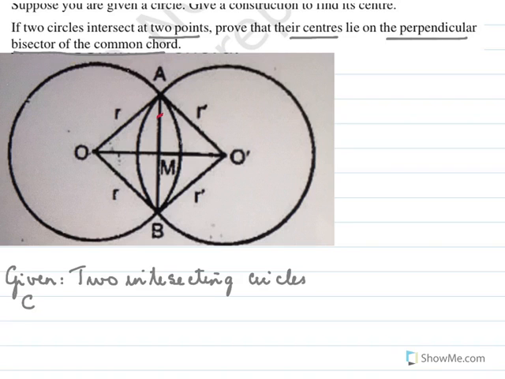And we name one circle as C, center O, radius R, other circle C dash, center O dash, radius R dash, intersecting at A, B.